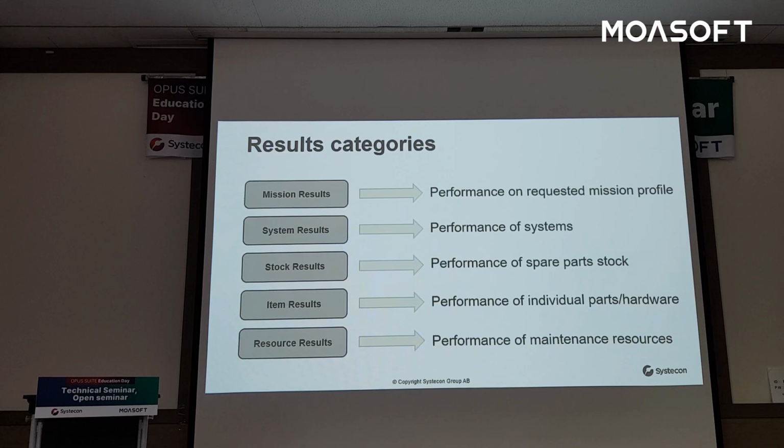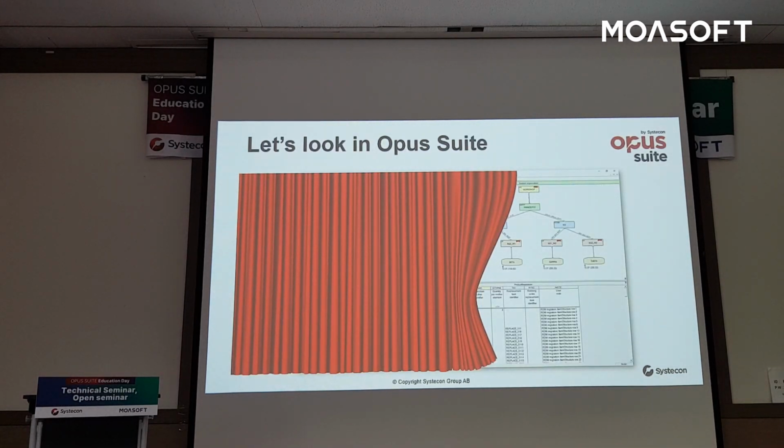And at last, we can also look at resource results, the performance of maintenance resources. But we'll see more of that later on. Now, I think it's time to run the first calculation and actually look at the result side as well.